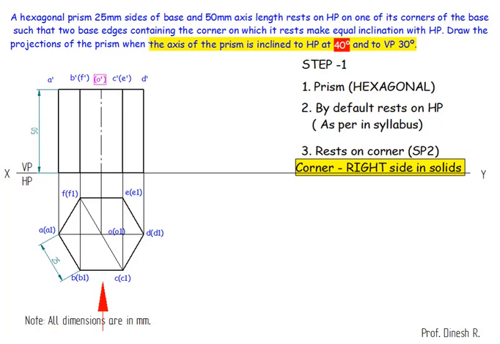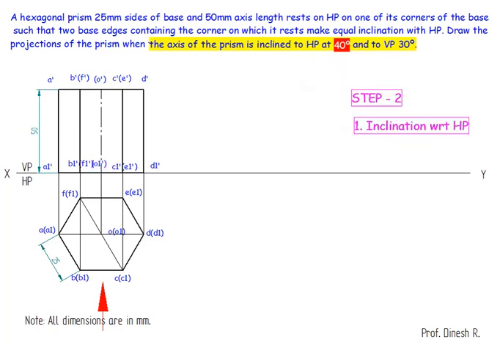Similarly we can go for the bottom faces: B1 dash is seen, F1 dash, C1 dash is seen, E1 dash is not seen, D1 dash is not seen. Similarly even the axis point O1 dash is also not visible.